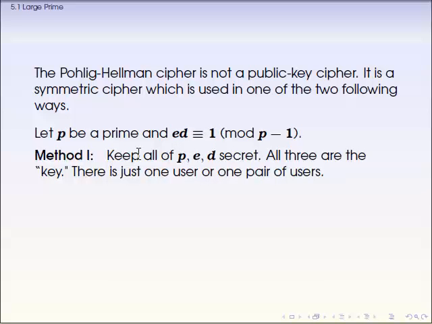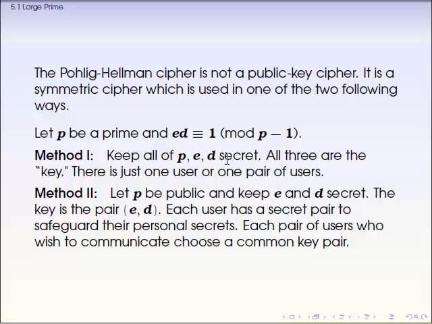Then the first method is keeping all these three numbers P, E, and D secret, right? So no one knows about them except the sender and receiver. And that's one way we can do this Pohlig-Hellman.